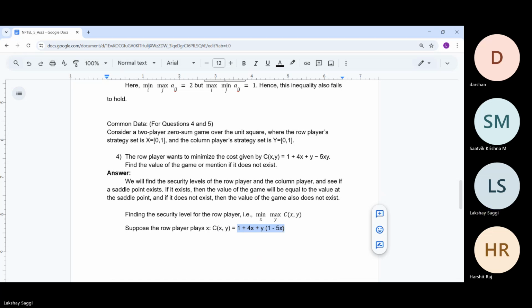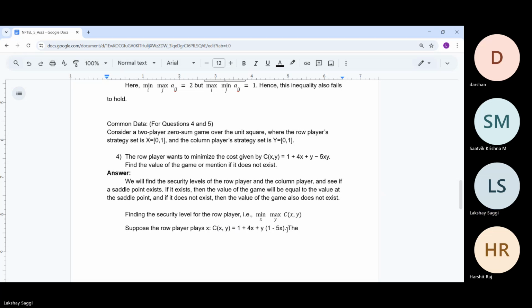And note that there will actually be two cases. If this quantity, this 1 minus 5x, is negative, suppose this is negative, so y has a negative coefficient attached to it. Then what should be the value of y so that this quantity is... okay, maybe I should just write it.